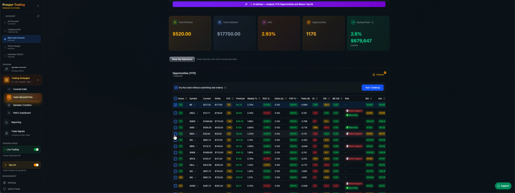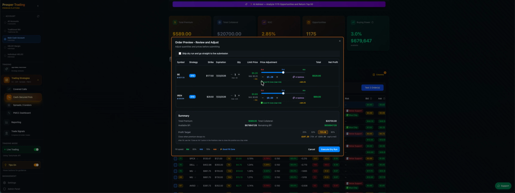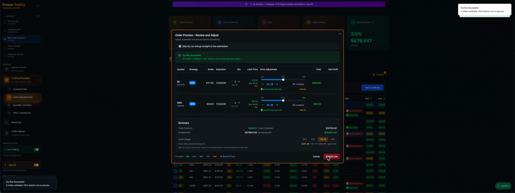I think I'm really using up the memory on my machine here. So I'm just going to test these two orders now. It took 3% of my buying power. I'm going to test these two orders. So there they are. I'm going to receive $589 for these. I'm going to go ahead and execute a dry run, and then I'm going to submit these.